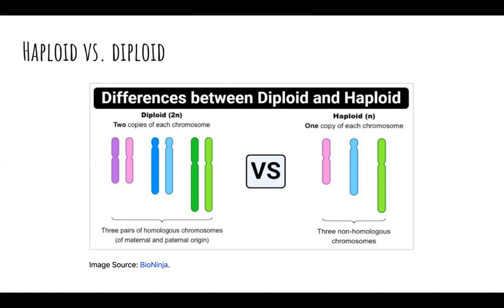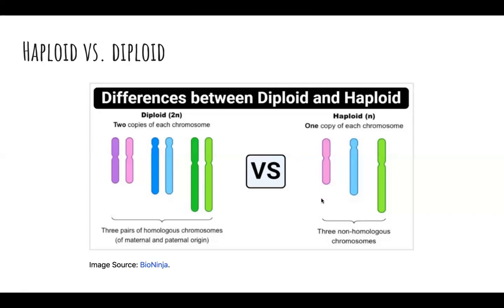For humans, that total is 46. So 46 total chromosomes, 23 pairs. The pairs come from, again, the homologous chromosomes. So 23 chromosomes come from your mom, 23 come from your dad. They come together to create 46. 46 is you.